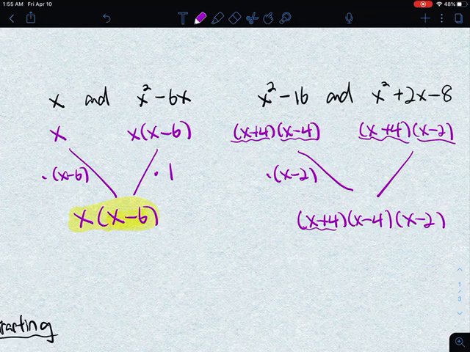And then let's double check. Here I need to multiply by x minus 2 to get to my LCD. Here I need to multiply by x minus 4. All right, and there it is.